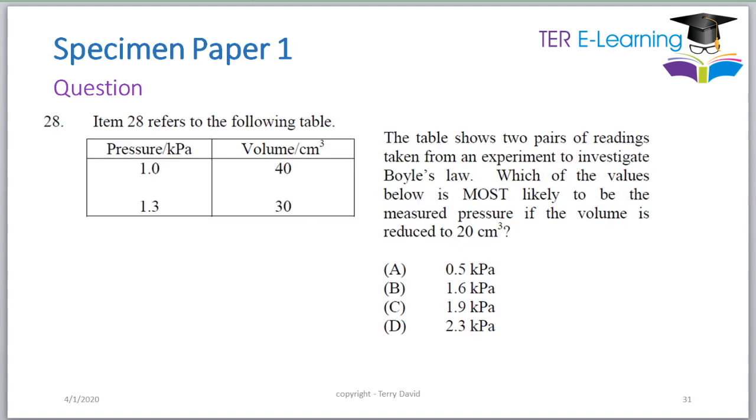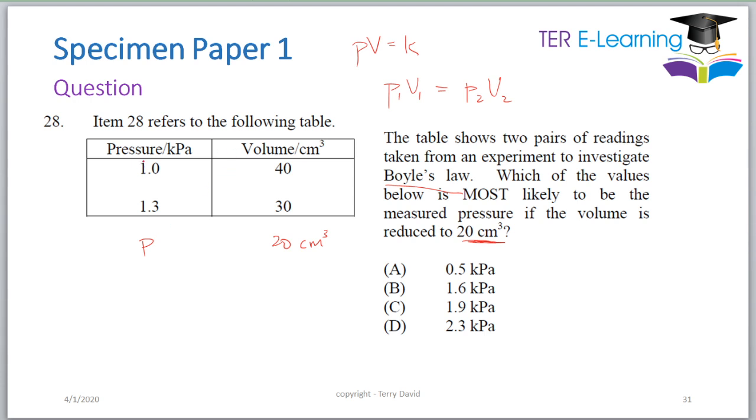Now, for number 28, the table shows two pairs of readings taken from an experiment to investigate Boyle's law. So remember, you all need to know what Boyle's law is. Boyle's law states that PV is equal to a constant, or sometimes we see it written like this: P1 V1 equal P2 V2, right? Which of the following values is most likely to be measured if the volume is reduced to 20 cm cube? They want to know what is going to be my pressure, right? That's what the question is asking.